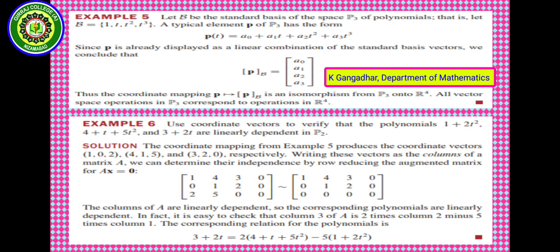So, it is a standard basis. Standard basis means that to go directly from B to P, we write the coefficients of the polynomial: constant value a0, t coefficient a1, t square coefficient a2, t cube coefficient a3. If the given basis is the standard basis, then the coordinate vector of the given vector is the same vector. Next problem.